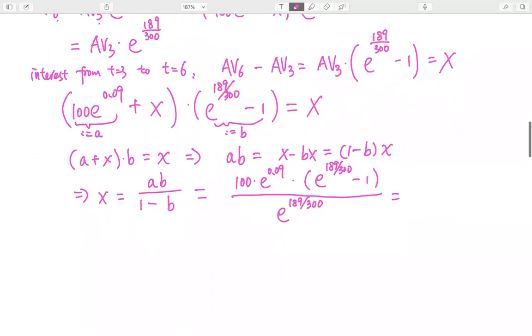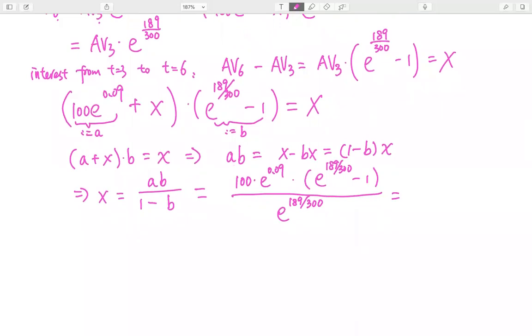Getting familiar with your calculator is also an important step to pass the SOA exam. I give you this result. Okay, this is the final result. I do recommend you do the computation in one step and get this number, instead of writing down what is exponential of 0.09 and what is exponential of this fraction number.